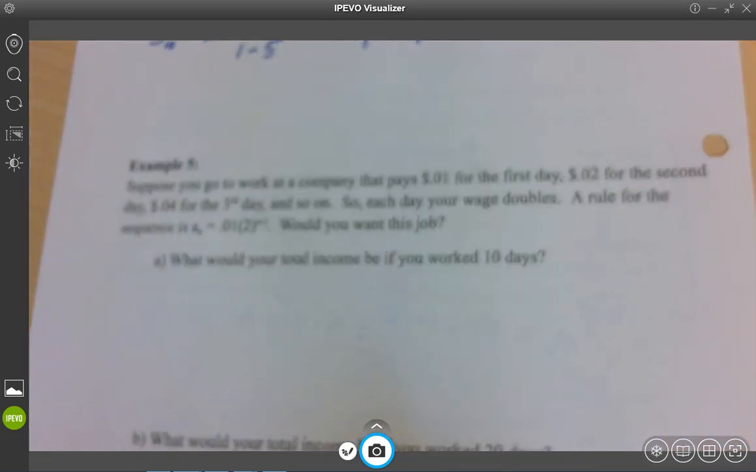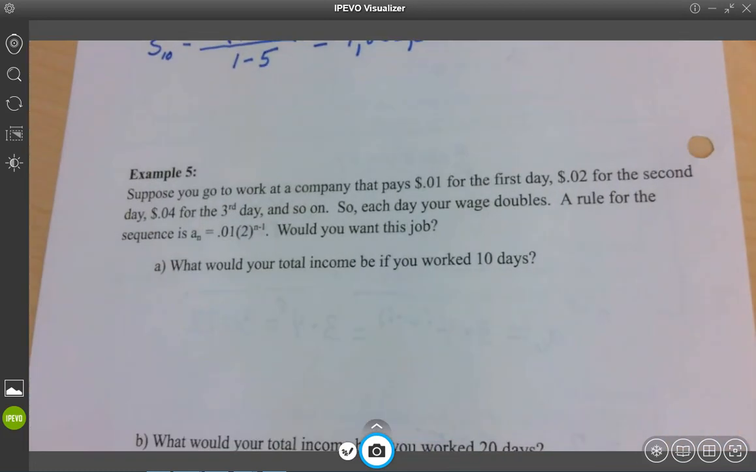All right, example 5. Suppose you go to work at a company that pays 1 cent for the first day, 2 cents for the second day, 4 cents for the third day, and so on. So each day your wage doubles. A rule is, okay, so they tell you a sub n equals 0.01 times 2 to the n minus 1. Would you want this job? No. Not on day 1 for sure. But maybe it pays off over time.